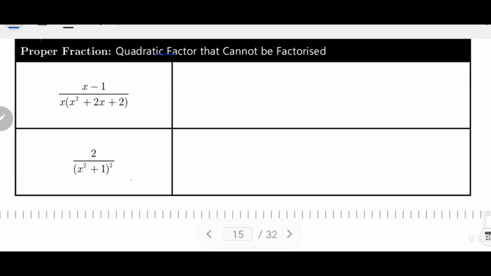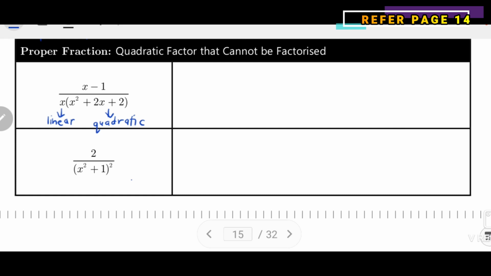Next, the case of a quadratic factor that cannot be factorized. If you look at the first example, x minus 1 over x times x squared plus 2x plus 2. So x is a linear factor, while x squared plus 2x plus 2 is a quadratic, a quadratic factor that cannot be factorized. If we can still factorize the quadratic, we have to factorize and we have two linear factors. But for this case, x squared plus 2x plus 2 cannot be factorized, so it is considered a quadratic factor.